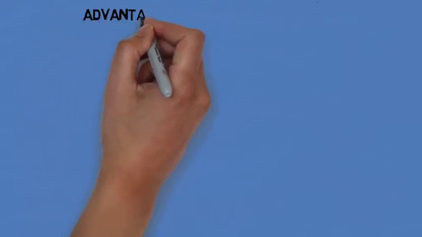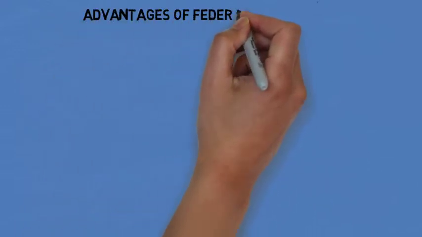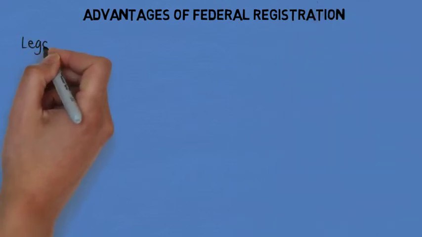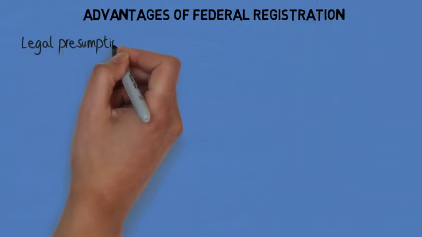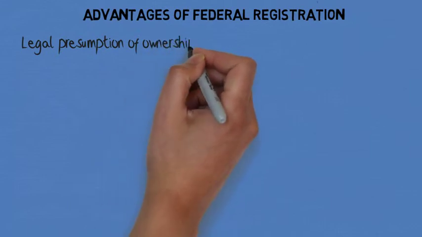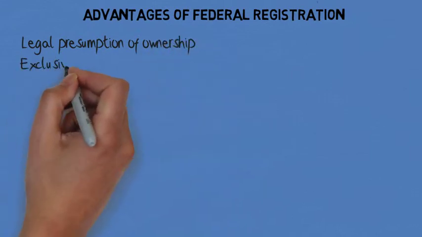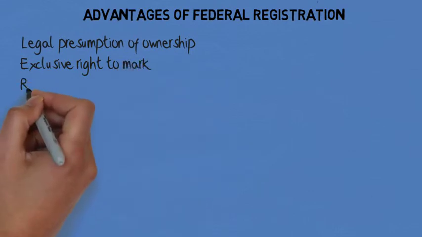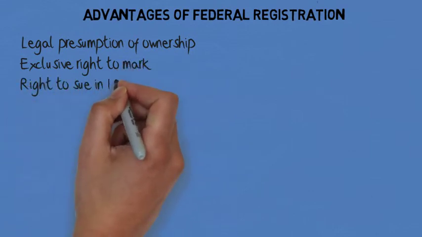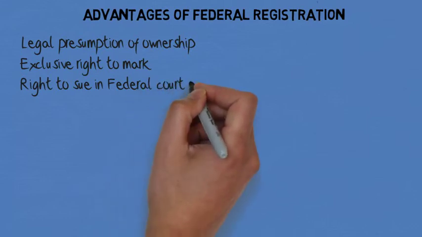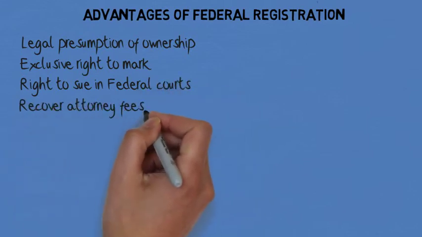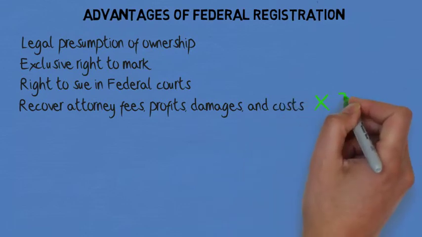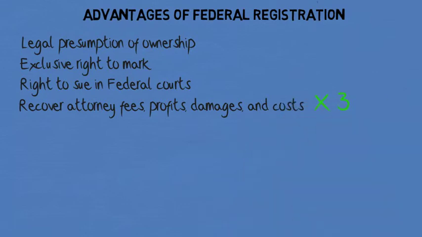Besides nationwide protection, what are the other advantages of federal registration? Registration creates a legal presumption of your ownership of the mark, and your exclusive right to use the mark nationwide on or in connection with the goods and services listed in the registration. Registration gives you the right to sue for infringement in federal courts. Registration gives you the ability to recover attorney's fees, profits, damages, and costs for infringement, including the possibility of receiving treble damages in certain circumstances.